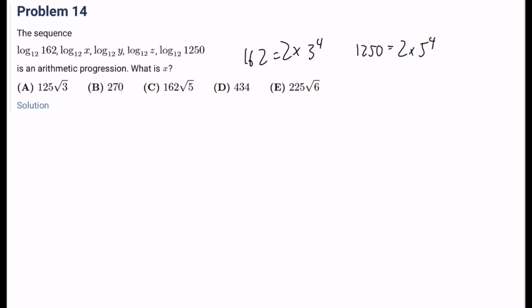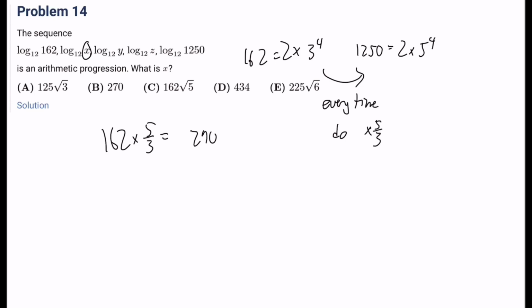fourth power, right? Basically, we see that each time we are taking away a 3 and adding a 5, and that is going to eventually lead to 2 times 5 to the fourth power. So that means every time we multiply by 5 and divide by 3, which is just multiplying by 5 over 3. And so x is just going to be 162 times 5 over 3, that equals 270. And there's our answer. It's B.